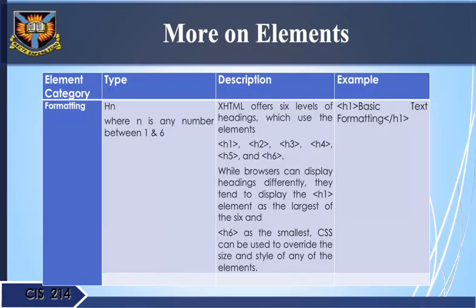More on element. Category: formatting. Type: HN, where N is any number between 1 and 6. Description: XHTML offers 6 levels of headings which use the elements H1, H2, H3, H4, H5, and H6. While browsers can display headings differently, they tend to display the H1 element as the largest of the 6 and H6 as the smallest. CSS can be used to override the size and style of any of the elements. Example: <h1>basic text formatting</h1>.